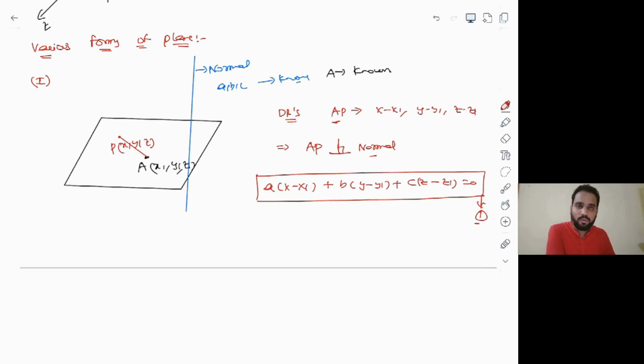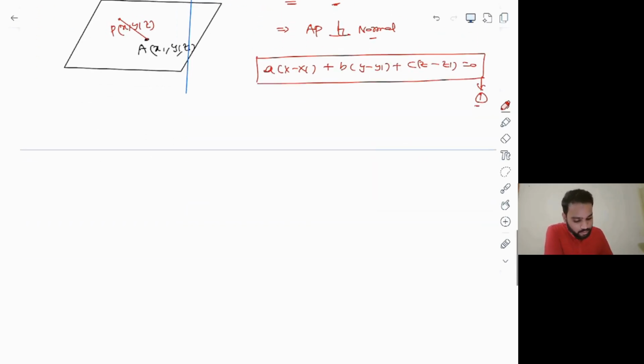Okay, and you should know which formula to apply under what scenario, right? So for example, they'll give you something like this here. In a plane, there is a point 1 comma 2 comma 3.